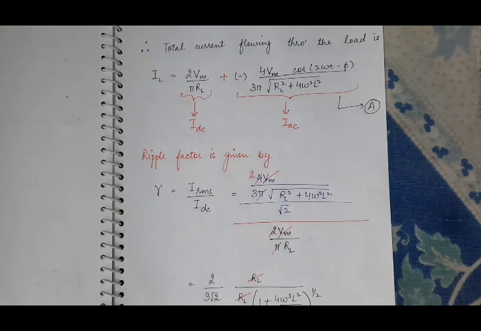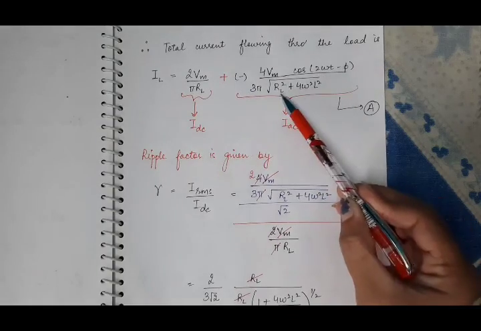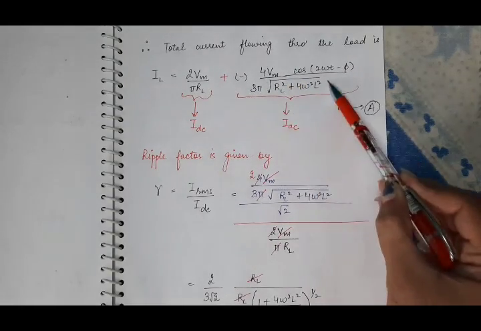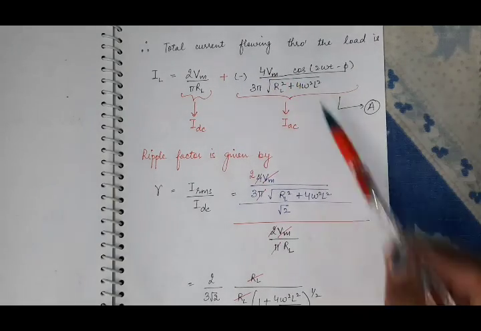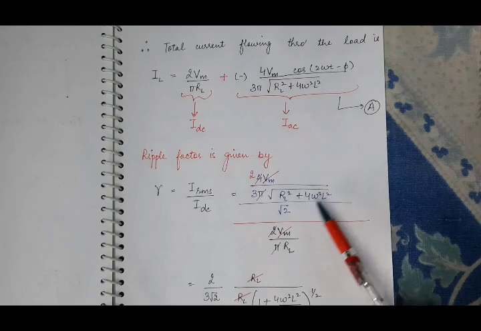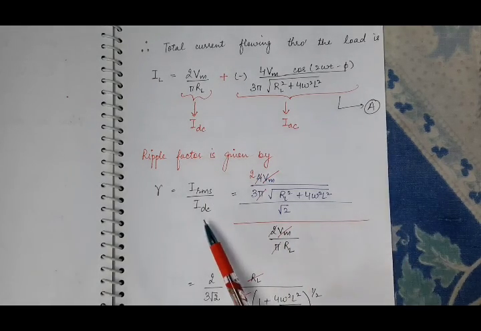So what will be the ripple factor? It will be the ratio of root mean square current and DC current. And what is the relation of root mean square current? It is the peak value of current divided by root 2. So what is the peak current in IAC? It is 4 Vm by 3 pi into root of RL square plus 4 omega square L square. This is the peak value of current, and we divide this peak value by root 2 to get the root mean square current, divided by IDC, which is 2 Vm by pi RL.